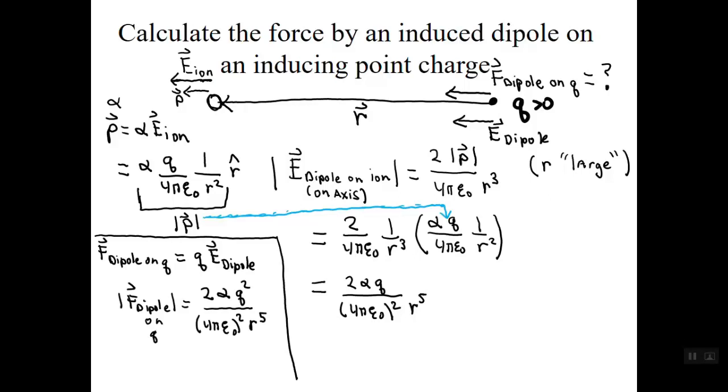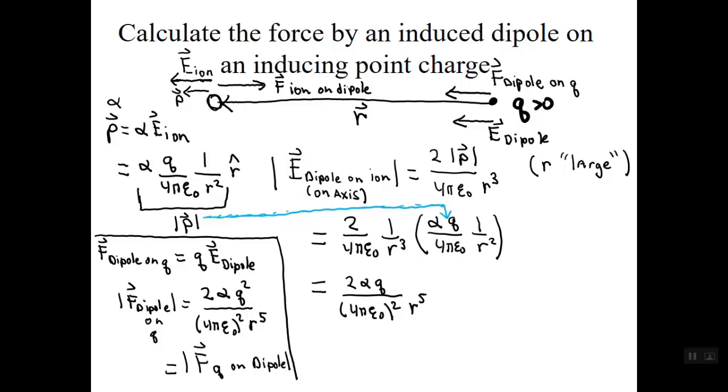Let's make a couple of comments. First, the force we computed here is that exerted by the induced dipole on the ion. By Newton's third law, the force of the ion on the induced dipole must have the same magnitude and must point in the opposite direction as shown. Notice that the two forces are such that the ion and the induced dipole are attracted to one another.